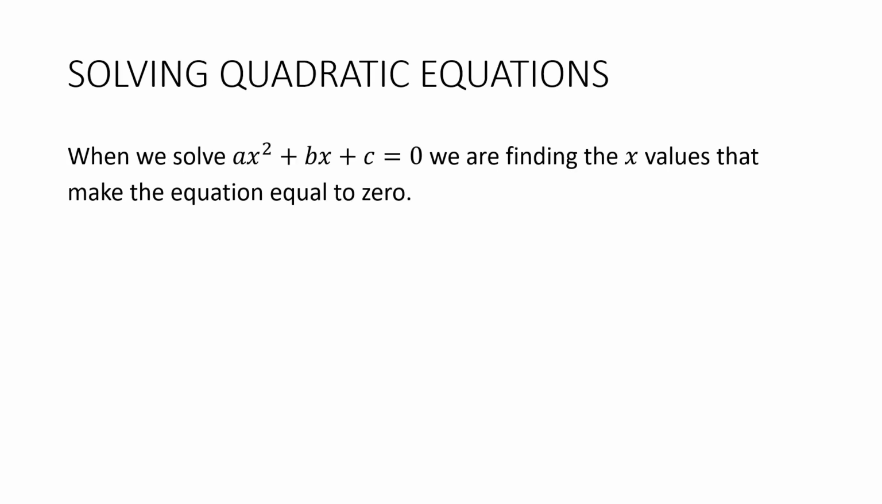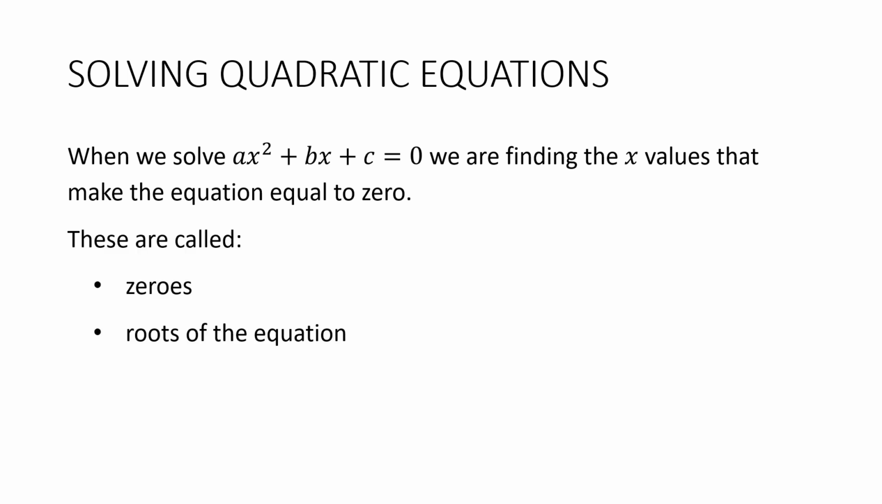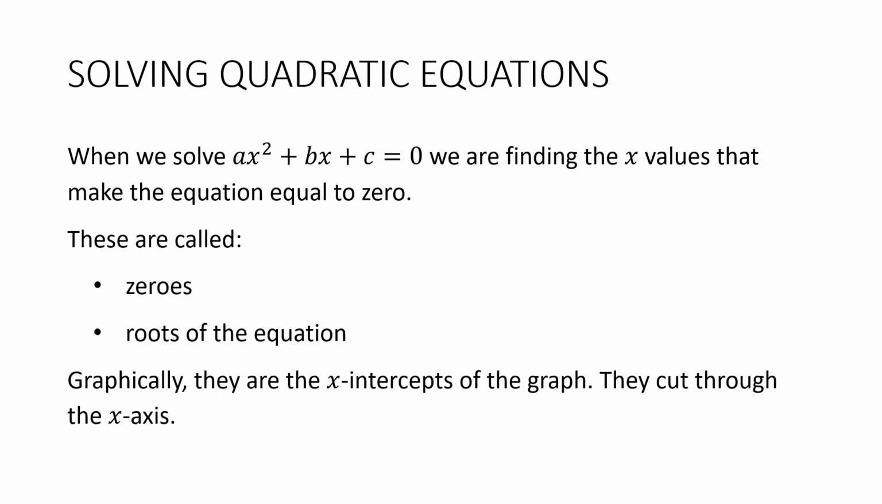Now, when we solve ax squared plus bx plus c is equal to 0, we are finding the x values that make the equation equal to 0. And these are called zeros or roots of the equation. And graphically, they are the x-intercepts of the graph. They cut through or touch the x-axis.